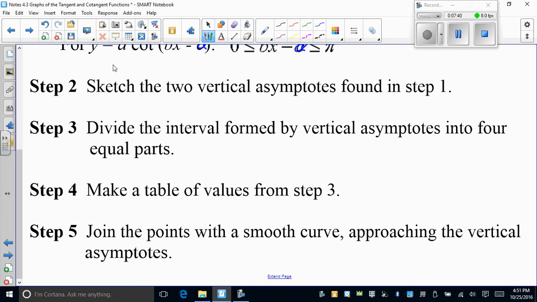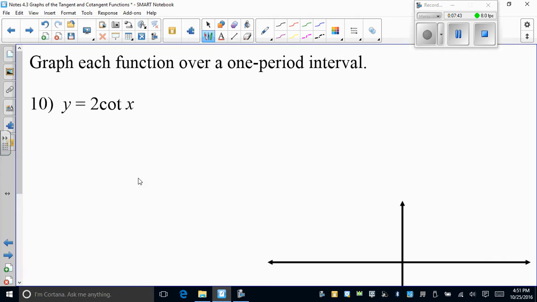Okay, so graph this over a 1 period interval. y equals 2 cotangent of x. Let me put you on pause for now.